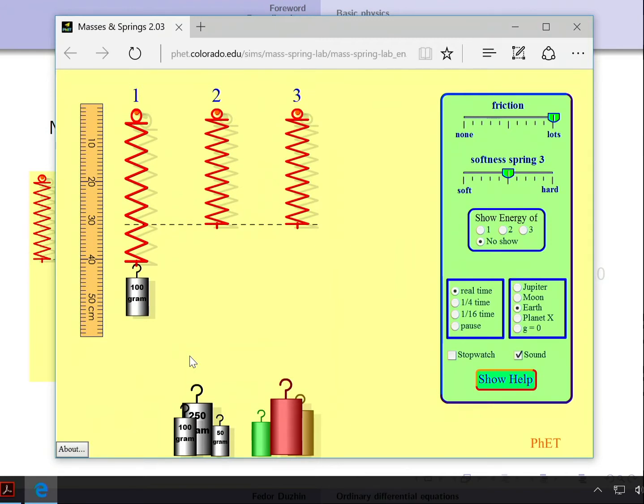So now I put an object. Its mass is 100 gram. So it stretched my spring by an extra 10 centimeters. And now suppose that I do not have any friction force, then I can pull it a little bit further, and then it starts oscillating. This is what is going on here.